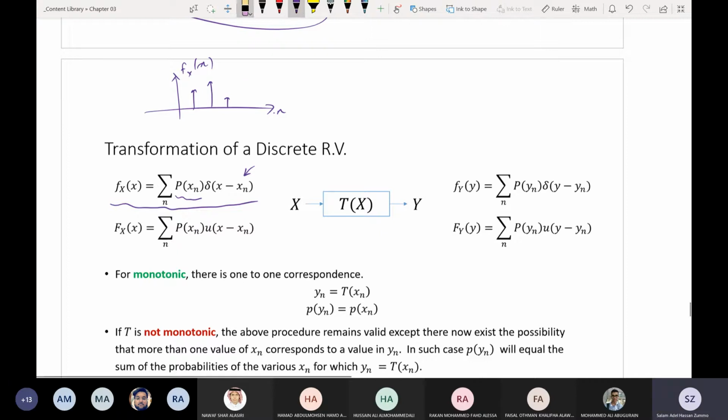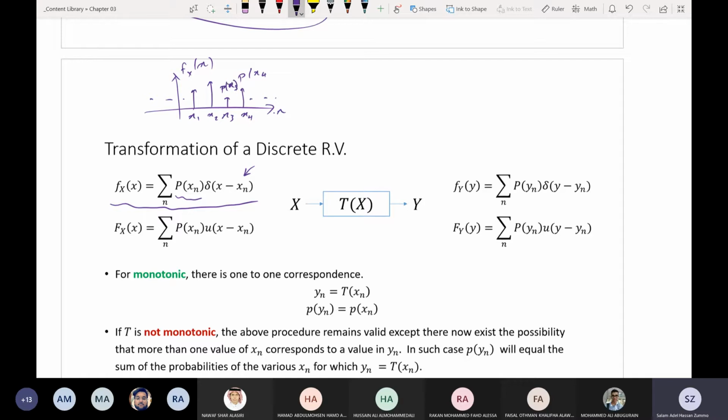And so on. So this is x1, x2, x3, x4, and so on. And this is the probability of x4, this is the probability of x3, and so on. Okay?